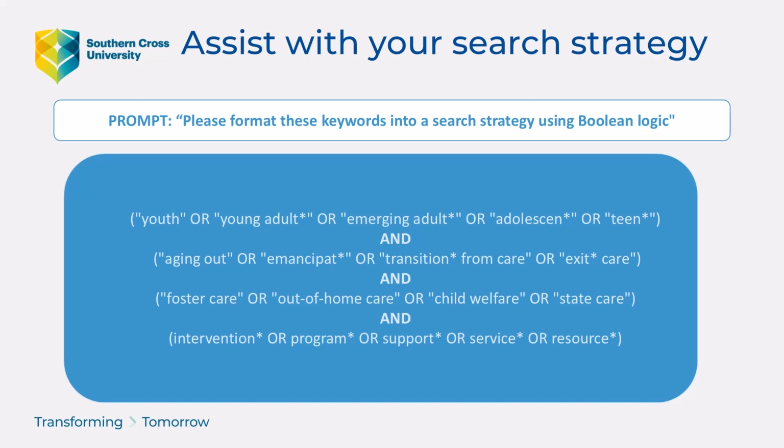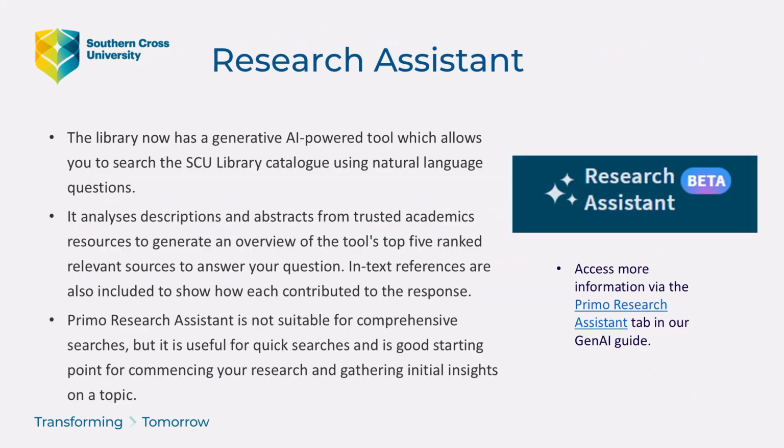This is a good way to start your searches, but they may need adjusting depending on your chosen database or your results list. The library now offers Primo Research Assistant, a generative AI tool that lets you search the SCU catalogue using natural language questions. It analyses academic sources to give you a summary based on the top 5 relevant results with in-text references included.